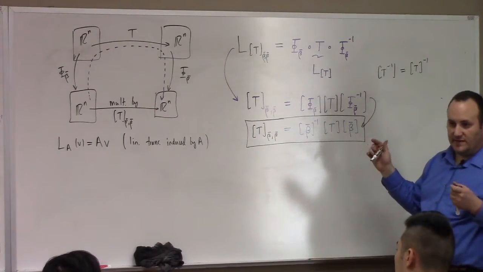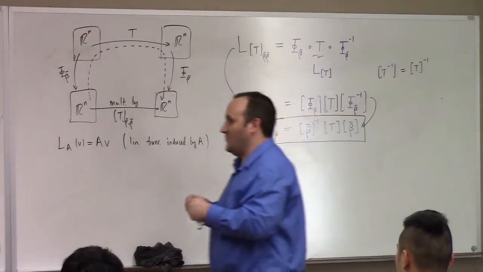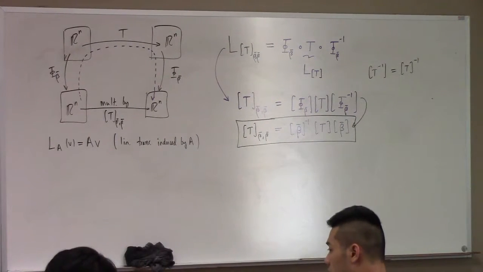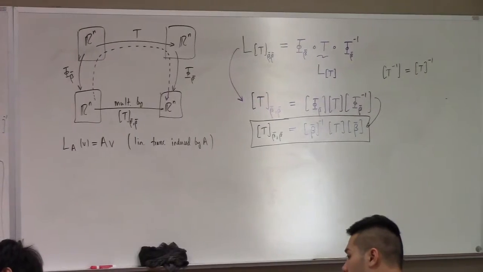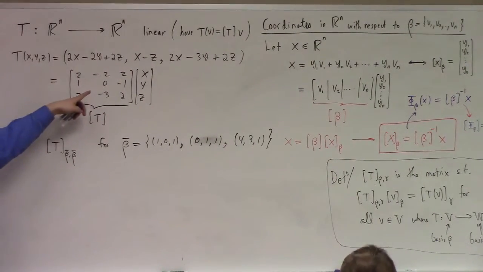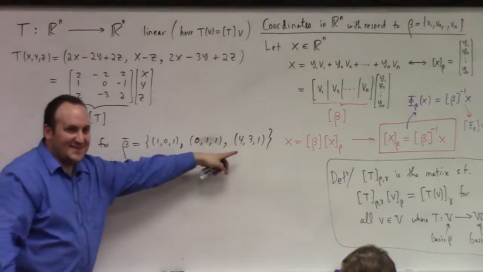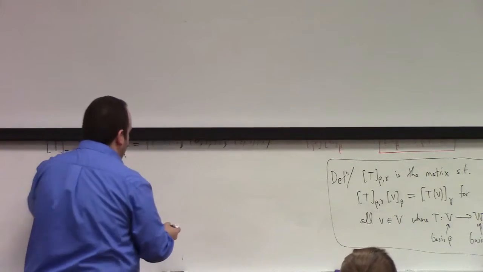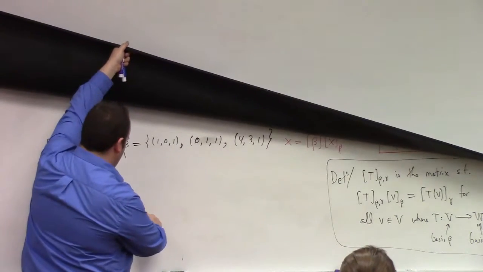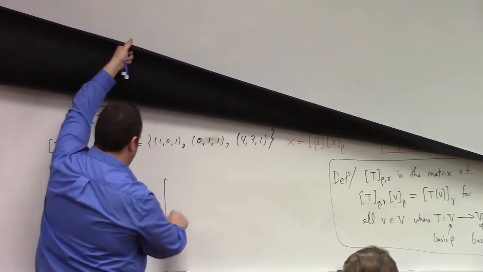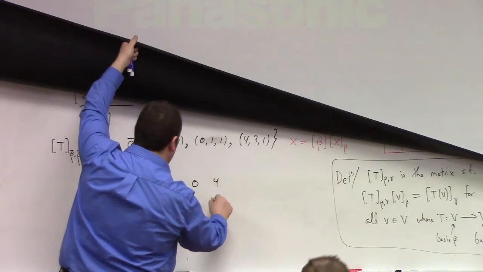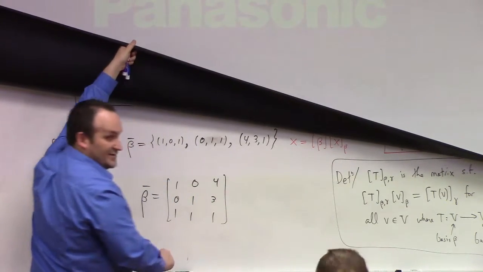So, an example would be helpful. I have one right here. This is the one I want to do. Beta bar is 1, 0, 1, 0, 1, 1, 4, 3, 1. So what's beta bar inverse?